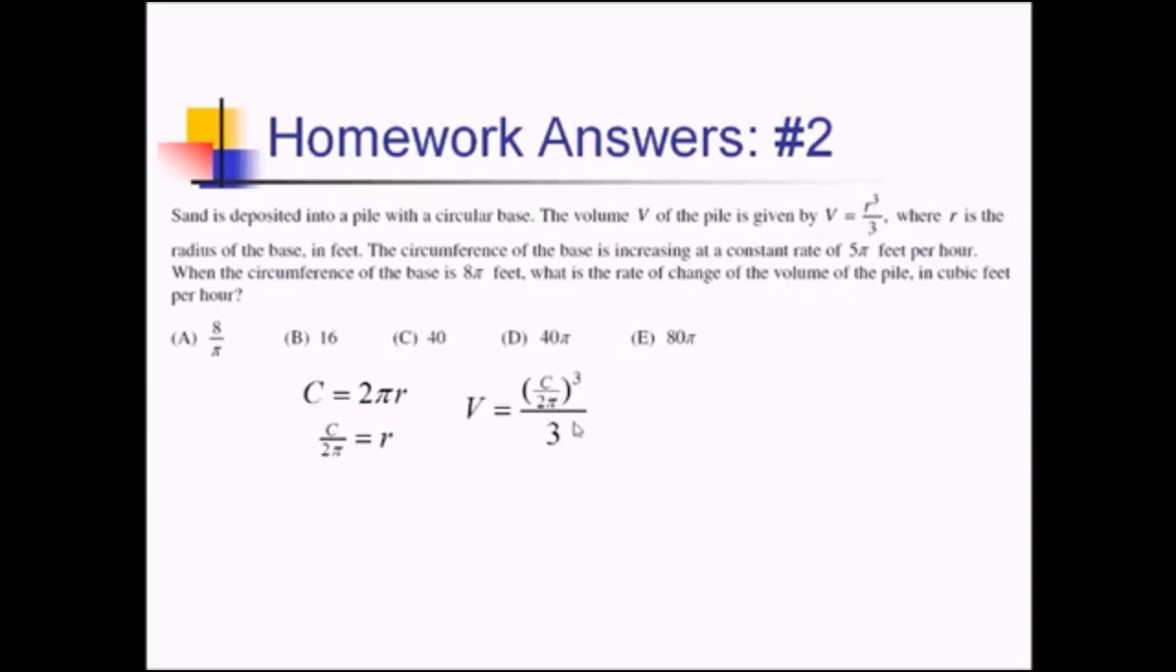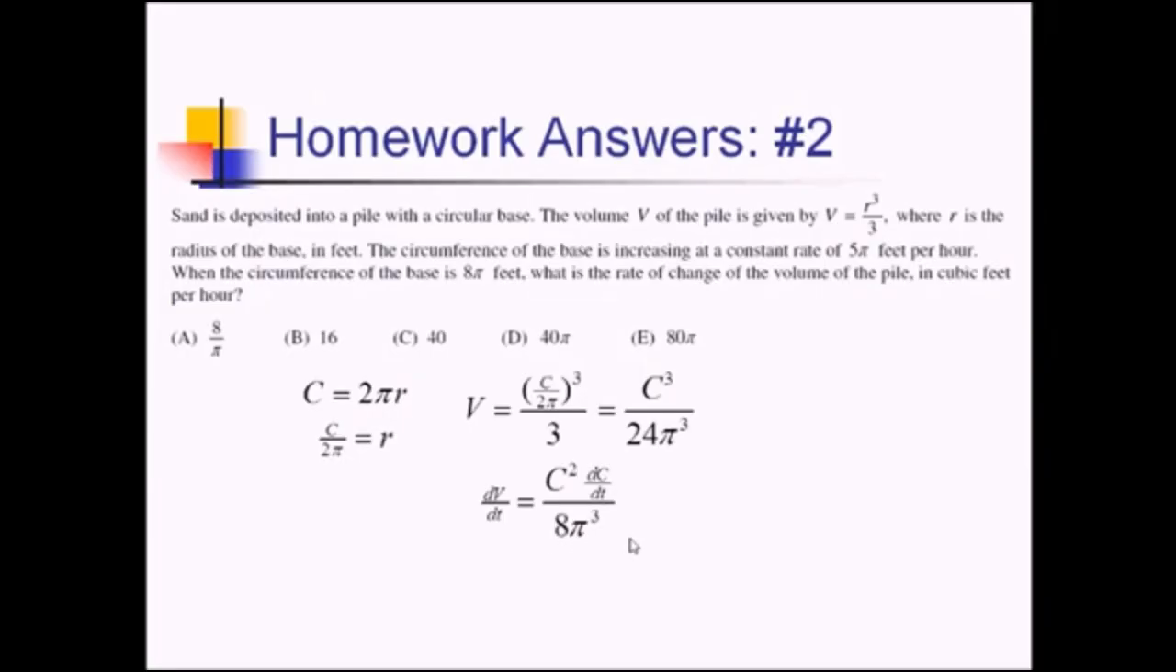And let's just simplify this a little bit before we differentiate. So this will be c cubed over 8 pi cubed all over 3. I'll move the 8 pi cubed downstairs though, so that's going to be 24 pi cubed down there. And at this point, there's nothing left to do except to implicitly differentiate. So on the left, we're going to have dv over dt. And on the right side here, we'll have initially 3c squared dc over dt over all this stuff. But now the 3 that I have up here and the 24, I can reduce those. So this ends up being c squared dc over dt over 8 pi cubed.